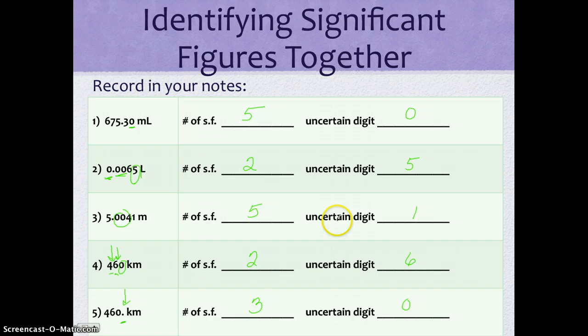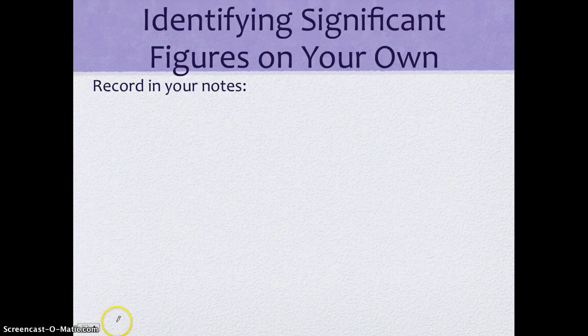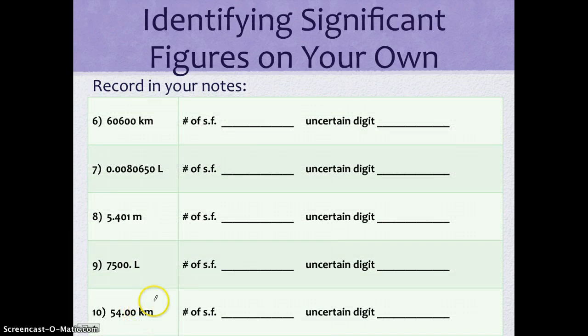Okay, so if you missed any of that, rewind it. Please look at your rules, understand what we're doing, go through, double check, write down any questions you have in the margins of your Cornell notes. Okay, the next 5 problems I'd like you to do on your own.